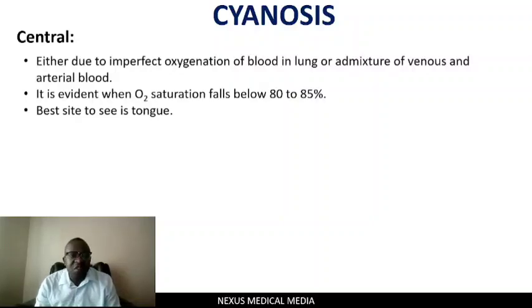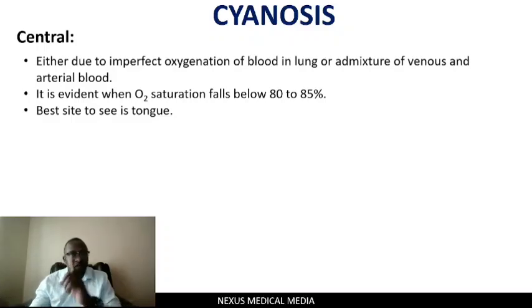Let's talk about central cyanosis. Central cyanosis occurs due to either imperfect oxygenation of blood in the lung or admixture of venous and arterial blood. So we're talking about a disorder in the oxygenation, so in the lungs. So that's number one.